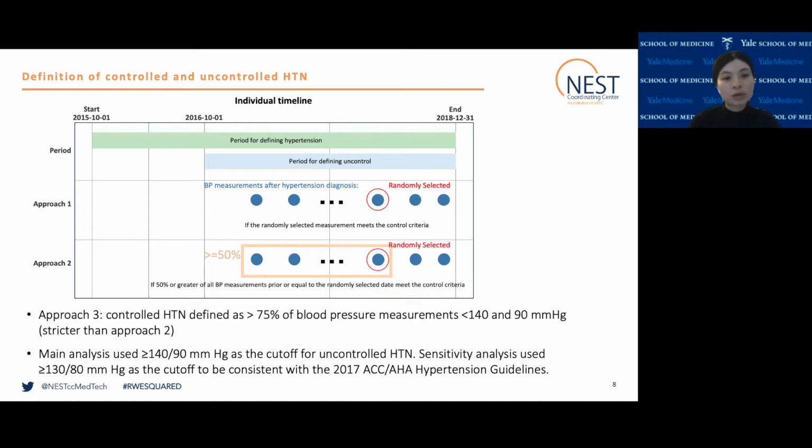And finally, we do the main analysis using 140 and 90 as the blood pressure cutoffs, to be consistent with the EHR data we extracted from. We also conducted a sensitivity analysis using 130 and 80 as the cutoffs, to be consistent with the most recent 2017 AHA hypertension guidelines.